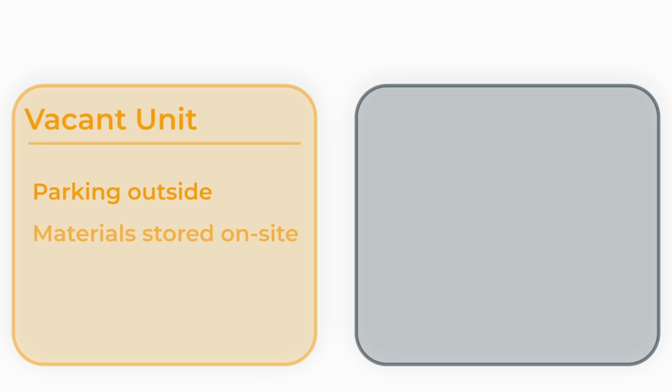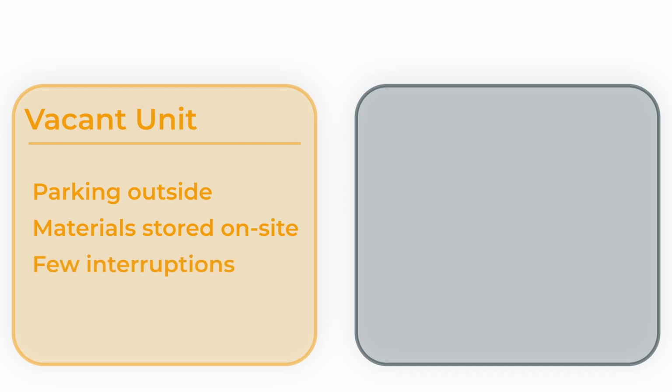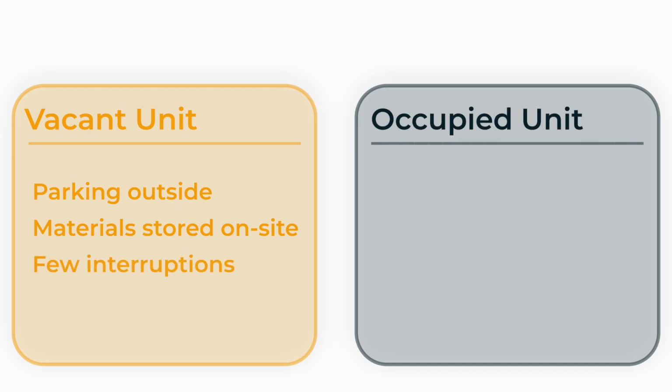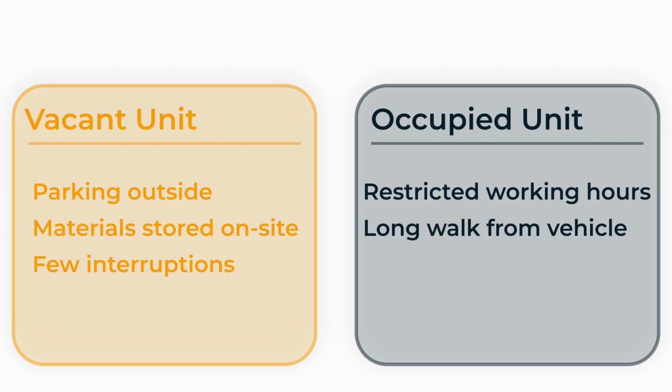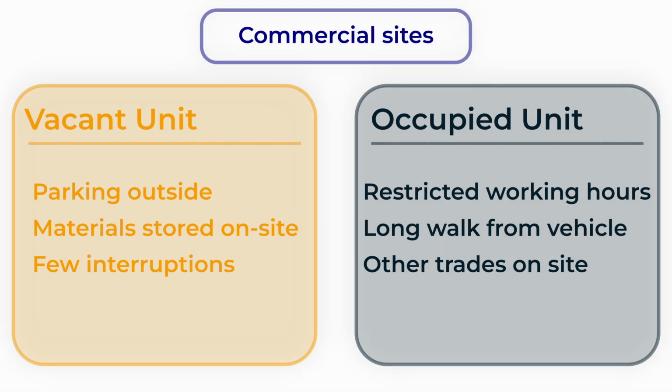The building type gives you a starting point, but it does not decide the final uplift by itself. Take two commercial units. The first is vacant. Parking is outside. Materials can be stored next to the work, and there are very few interruptions. The second is occupied. You have restricted working hours, a long walk from the vehicle, and several other trades working in the same area. They are both commercial size, but they should not automatically receive the same uplift.